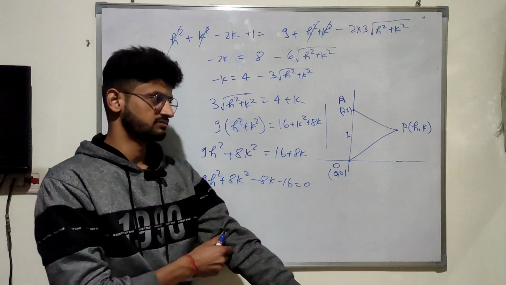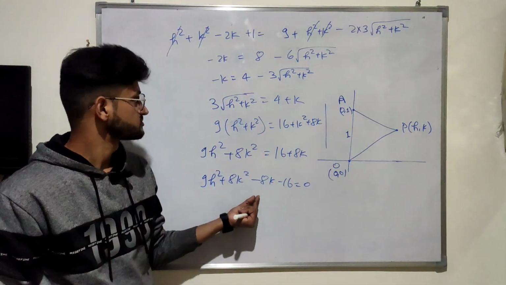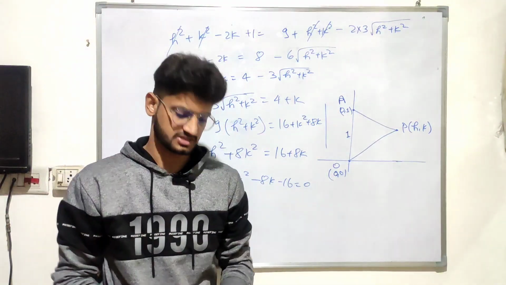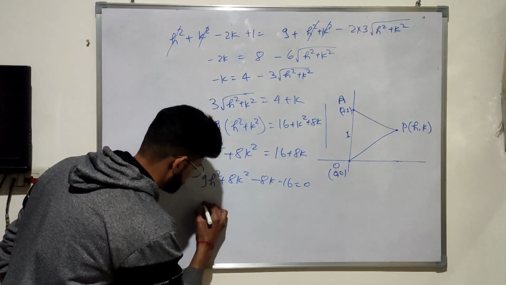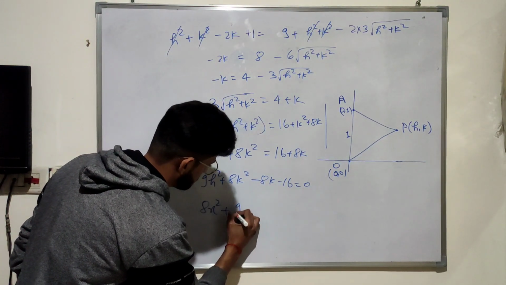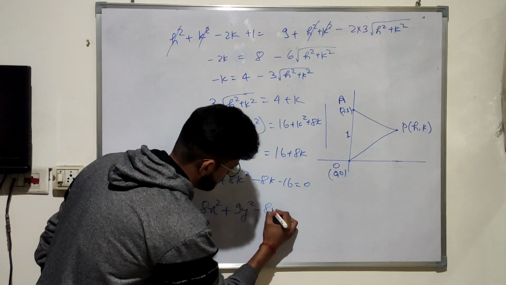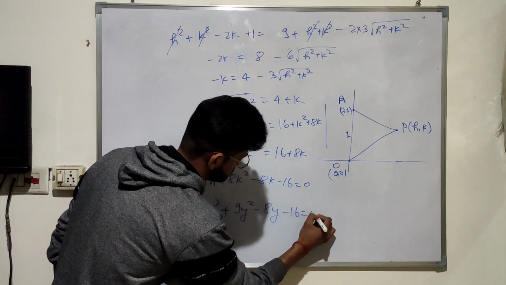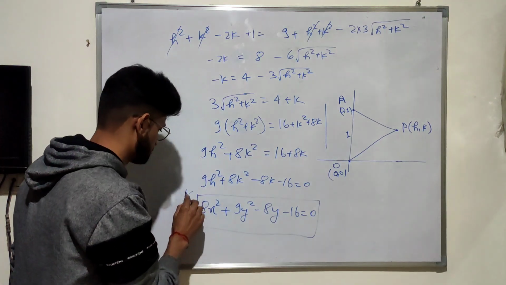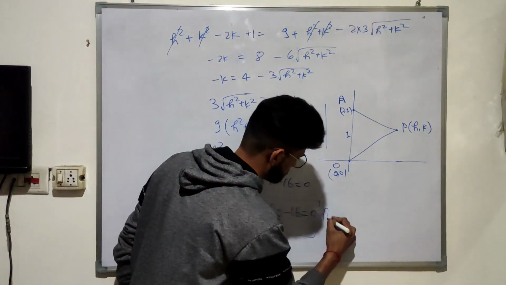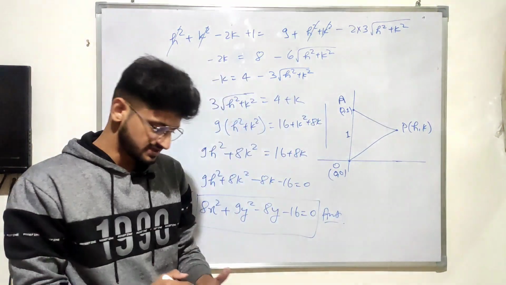So this is the final result which we have solved after applying the geometrical conditions which we have been given. So replacing h with x and k with y, we got 9x square plus 8y square minus 8y minus 16 equals to 0 as our final result. This is going to be the final equation for the required locus. This is the answer. So the problem was very simple.